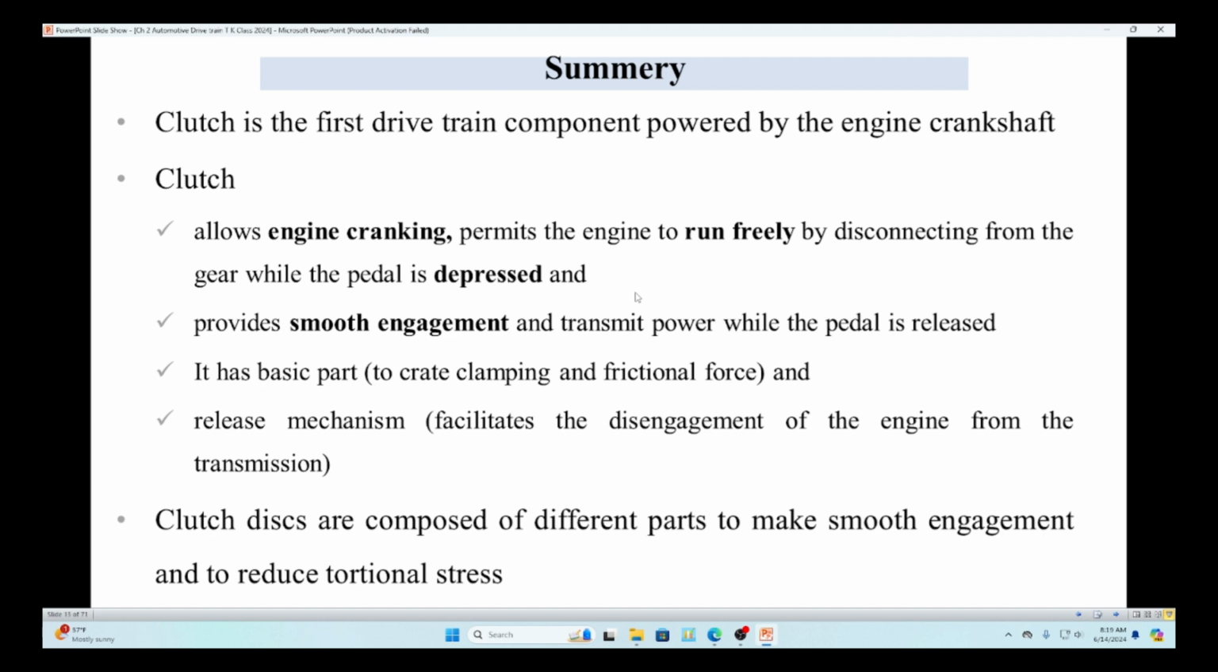And these clutch discs are composed of different parts to make smooth engagement and to reduce torsional stress. To create smooth engagement, it uses the cushion spring, and on the other hand, to reduce torsional stress, they use the torsional spring. And for a better frictional surface, they use sintered or asbestos type lining, and this lining is riveted to the steel plate by means of rivets. So that is the clutch function.